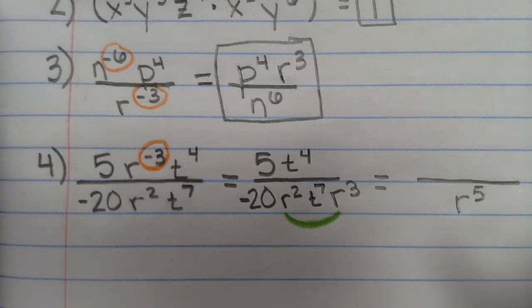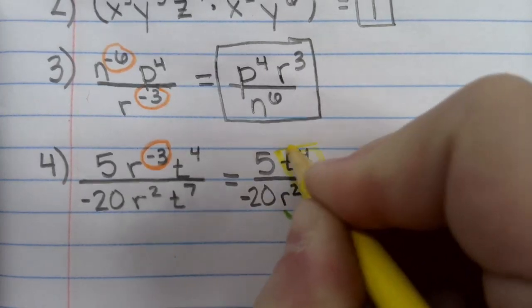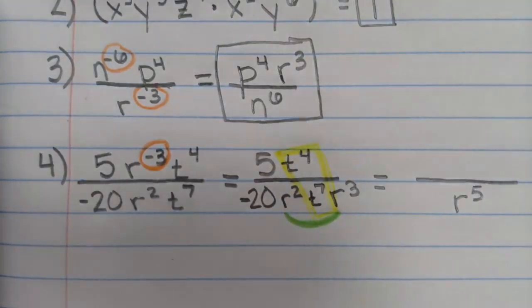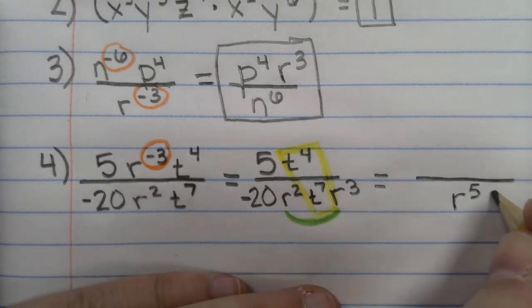Okay, what about our t's? How am I going to deal with that t to the 4th and t to the 7th power? Good, when we have them on top and on bottom in a fraction, we subtract. So 7 minus 4 is 3. And those leftover t's, are they going to go on the top or on the bottom? Bottom.